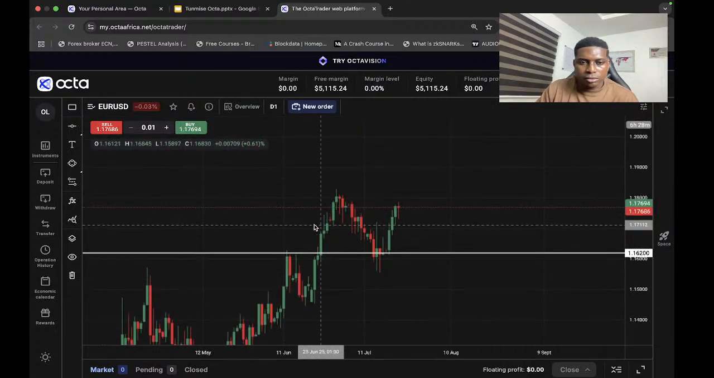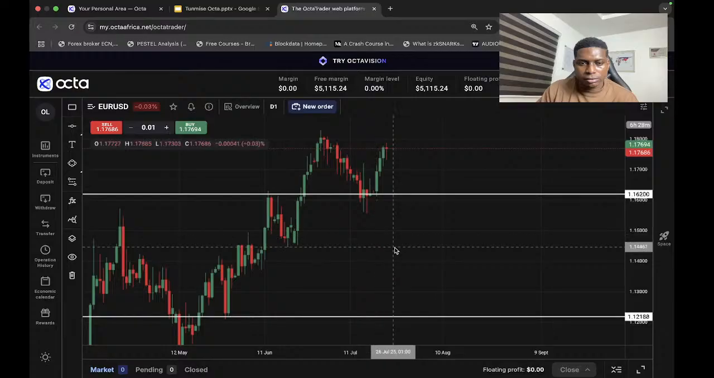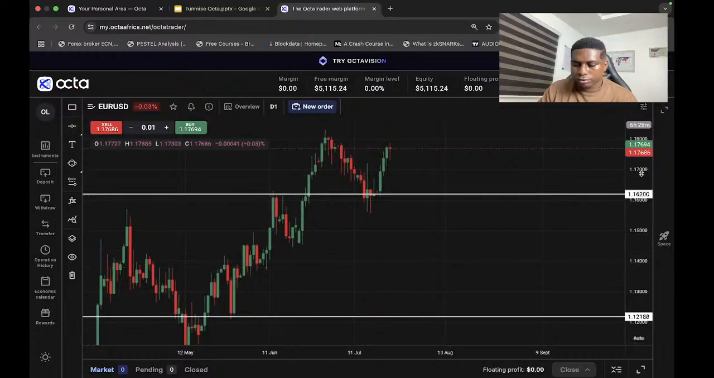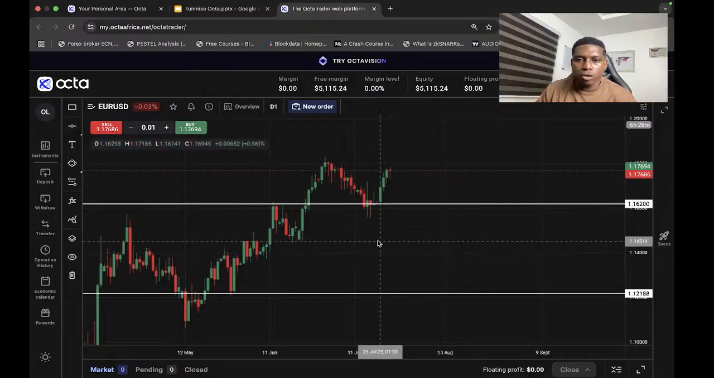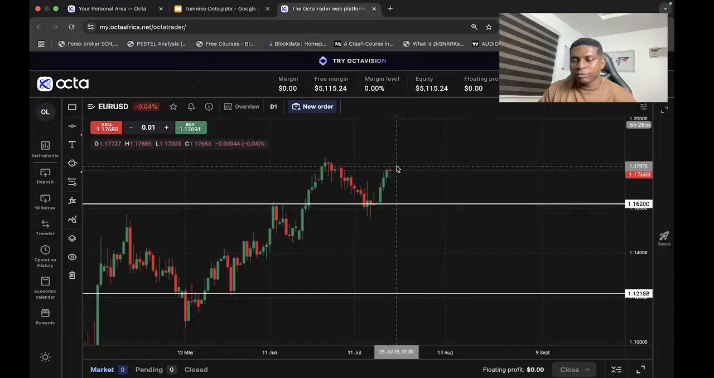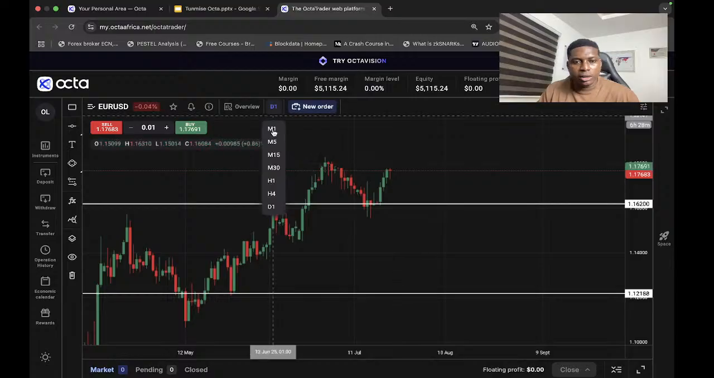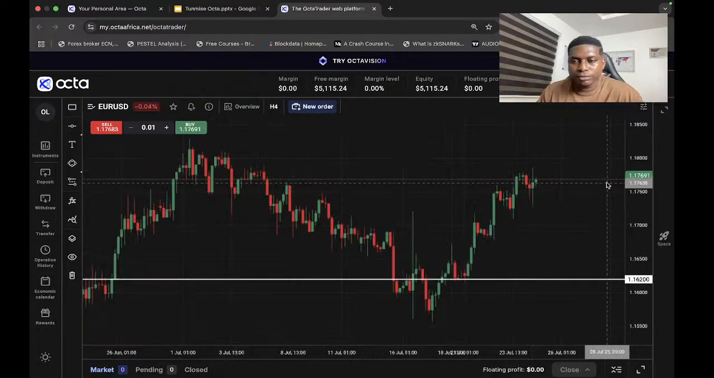Can you see that? Good. So what we are doing here, this is a clear buy signal, a clear buy signal. However, for further confirmation, let's go down to the 4 hours time frame.